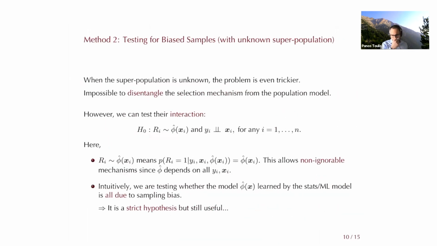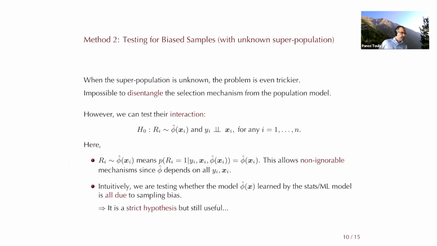Let's go to method 2, which I think is more interesting and more tricky. In this case, I'm not going to assume that we know the superpopulation distribution. And it might seem weird, like, what can you do? You don't know the selection mechanism. You don't know the superpopulation. What on earth can you do in this case?